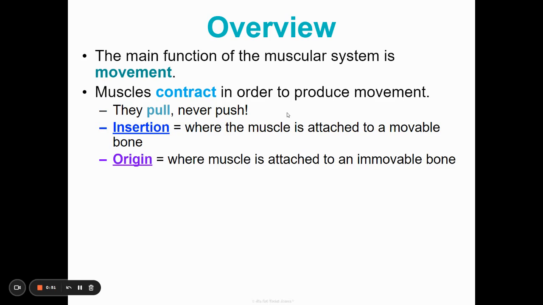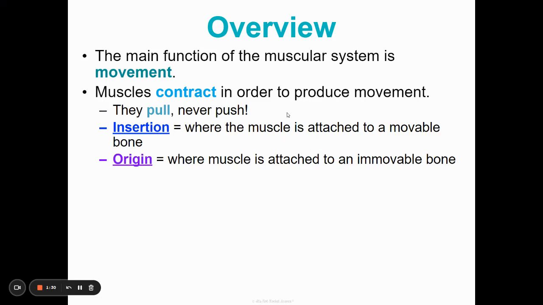And then just a reminder on this idea of the insertion and origin that we talked about earlier on in movement. So a muscle originates where it's attached to the bone that's not moving. And so we call that the origin. And then it inserts into the bone that it is moving. So if we use our bicep as an example, you can do a little bicep curl and you're moving your forearm towards your humerus, right? Towards your shoulder. And so it's the radius and ulna that are moving. So that's where the insertion of the biceps brachii would be.